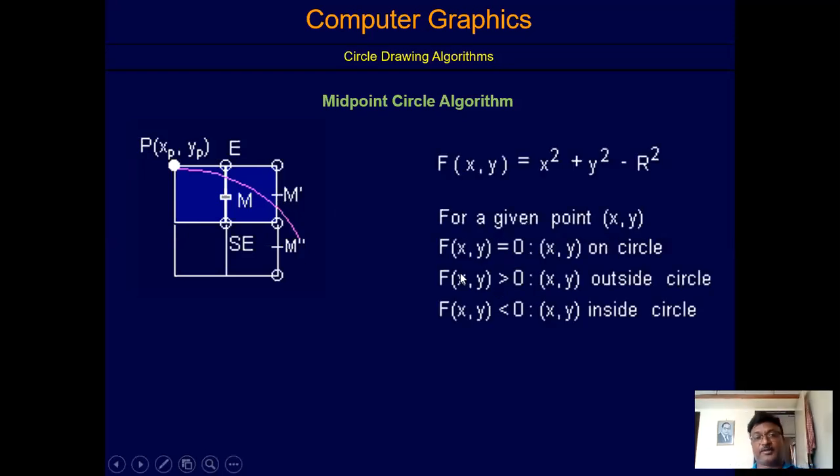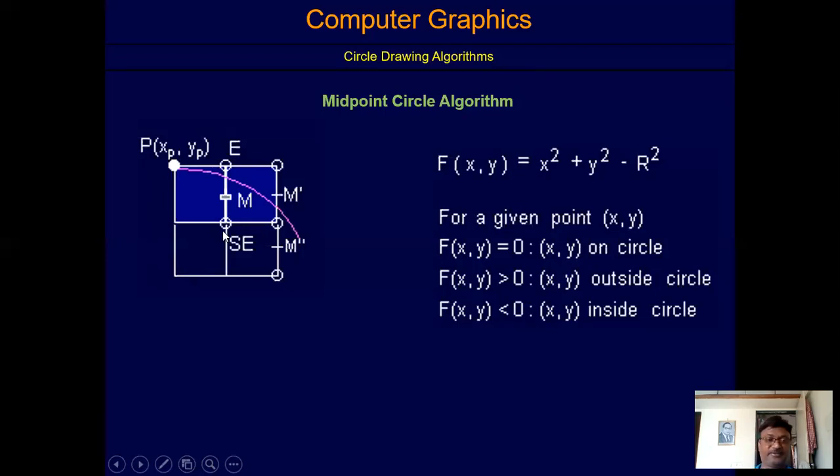Now, what is the function of our circle? Already the equation of the circle is x square plus y square is equal to r square. That I am going to put in f of x, y. So that is equal to x square plus y square minus r square. For a given point, suppose I have considered this point x, y, if f of x, y is equal to 0, then that is on the circle. If f of x, y is greater than 0, then x, y is outside the circle. E is outside the circle. And if f of x, y is less than 0, then that is inside the circle.